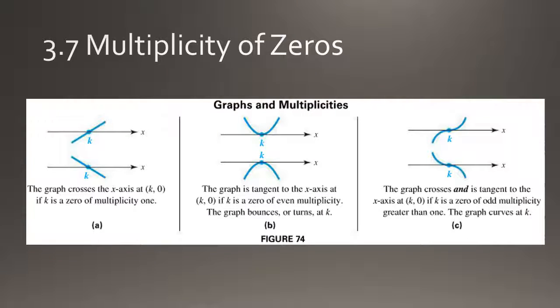In the illustrations, you can see A is where we have a multiplicity of 1. B represents multiplicities that are even. And then C illustrates the odd multiplicities that are greater than 1.